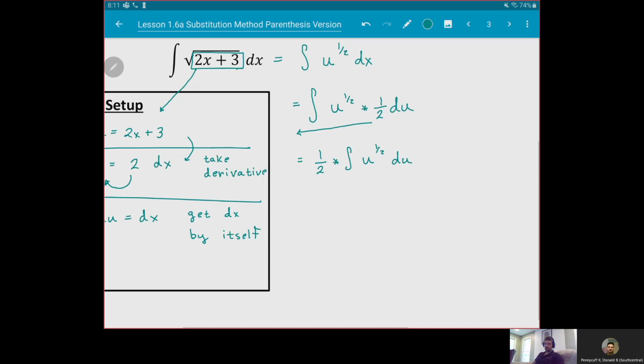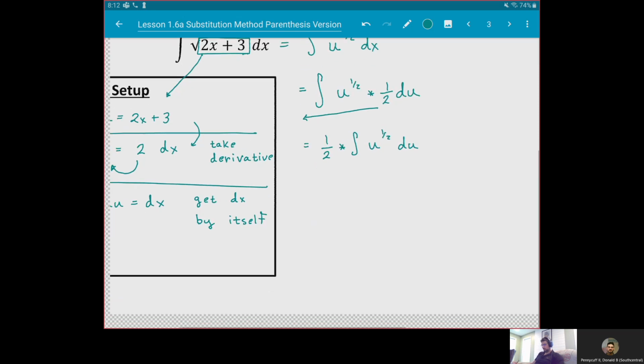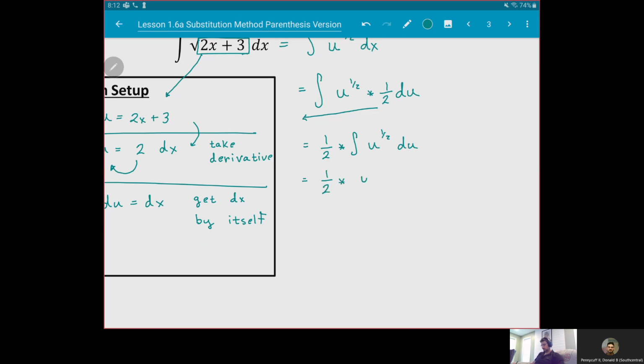Now I can just do power rule. No big deal. I've substituted everything out. I've condensed my problem. I've made it way simpler. And so now all I have to do is add 1 to my exponent. And that's going to give it the 3/2 power and divide by my new exponent. Let's not forget my plus c. Now, when you divide by a fraction, that turns into multiplication by its reciprocal.